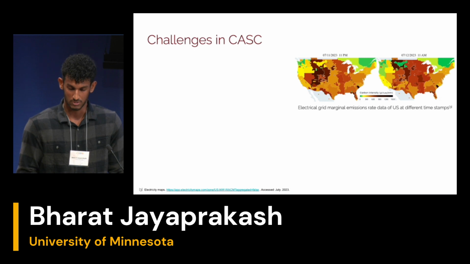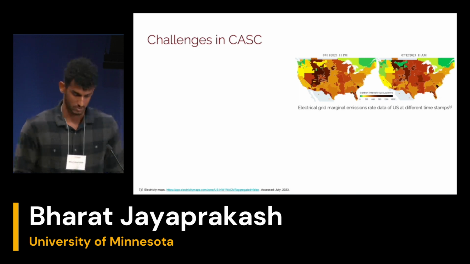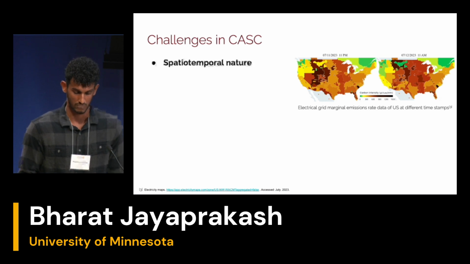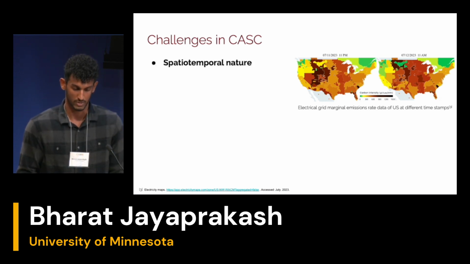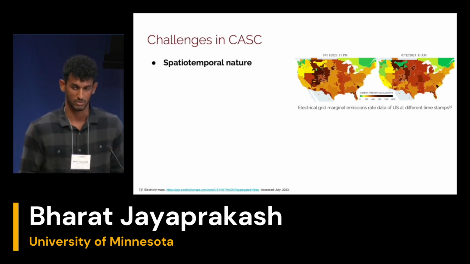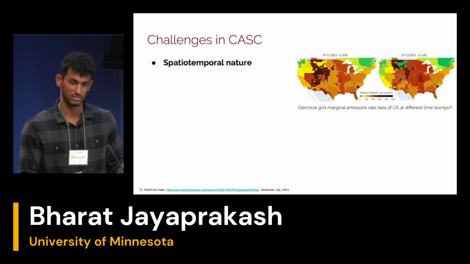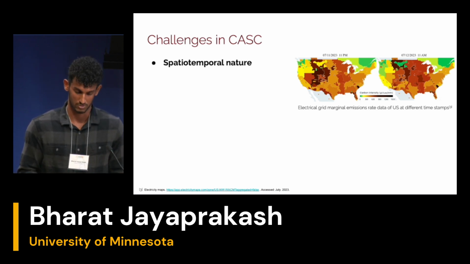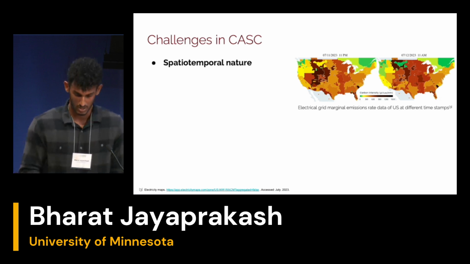So most of the common challenges in the different subdomains of CASC arise from the spatiotemporal nature of emissions data. And when I say emissions data, I'm mostly referring to a data set that contains three major components. It contains the emission source, it contains an estimated emissions value of that source, and then it models all the interdependencies between the emission source and the spatial and temporal coordinates of the emissions.